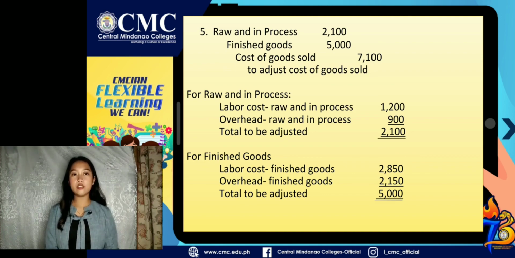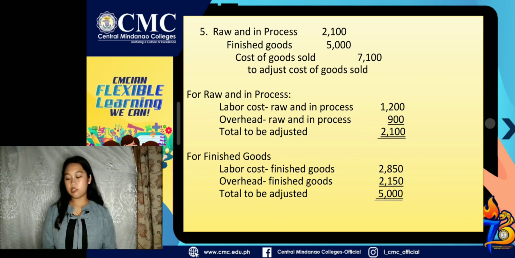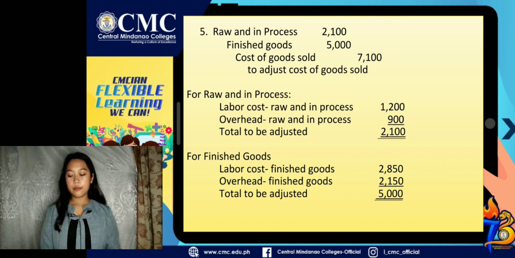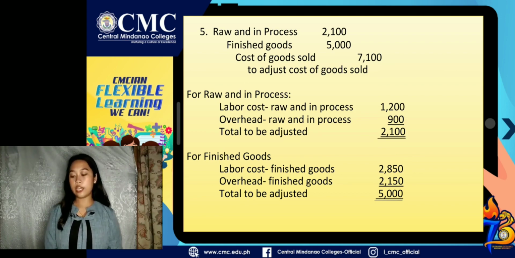And our journal entries for this are debit raw and in process amounted to 2,100 and debit finished goods 5,000 and credit cost of goods sold 7,100. So we get the 7,100 by adding the raw and in process, which is 2,100, and the finished goods, which is 5,000.